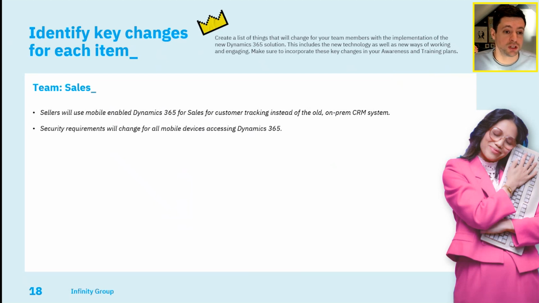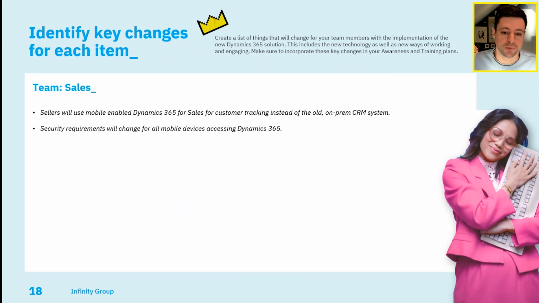So we've got an example here of the sales team. They're going to be using a mobile app instead of an old system. Security requirements are going to change. So those are changes that we need to talk about and make end users aware of, so that they're not surprised when they come, effectively.